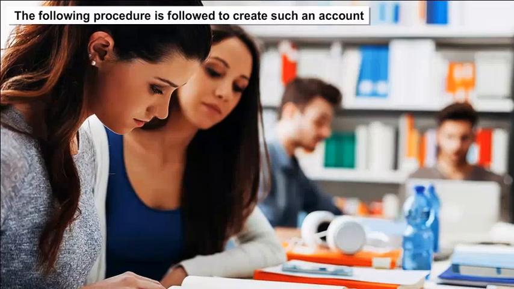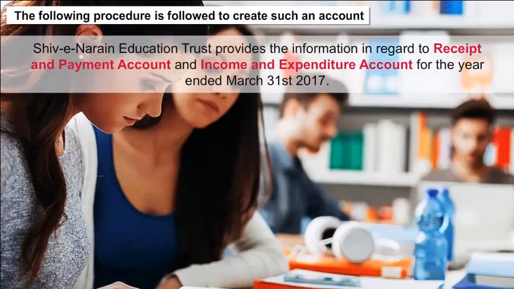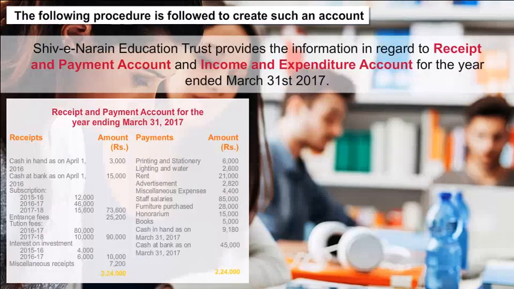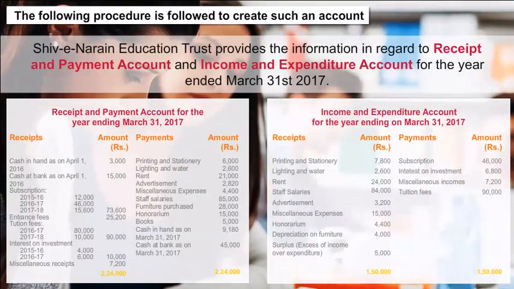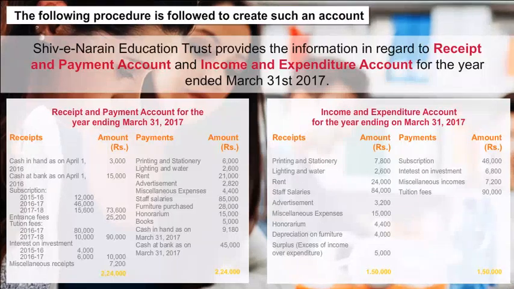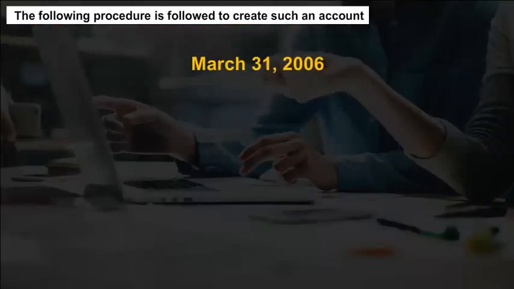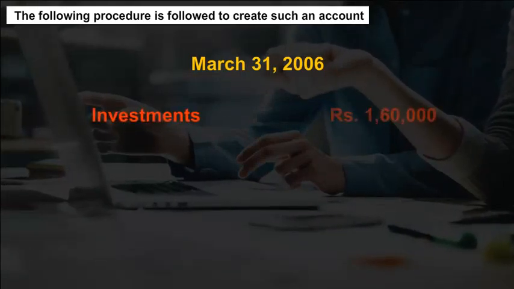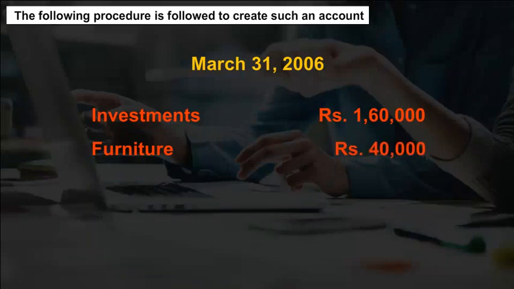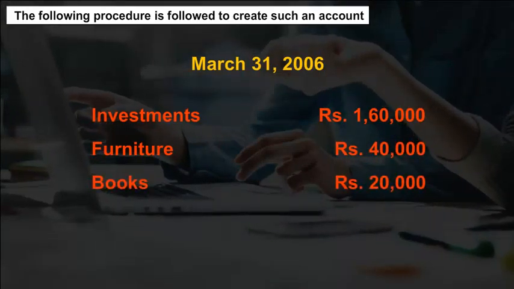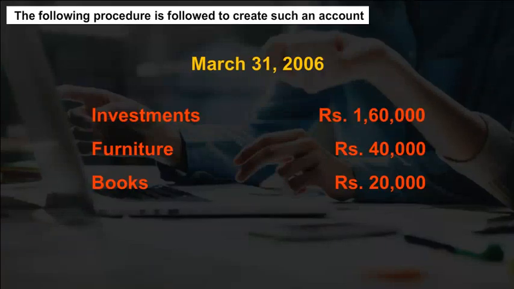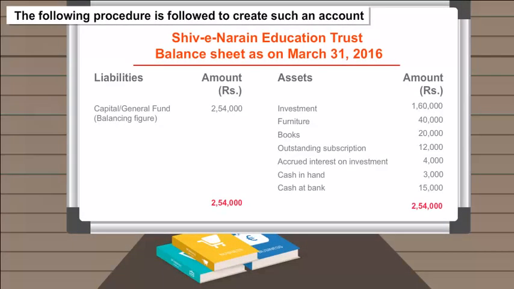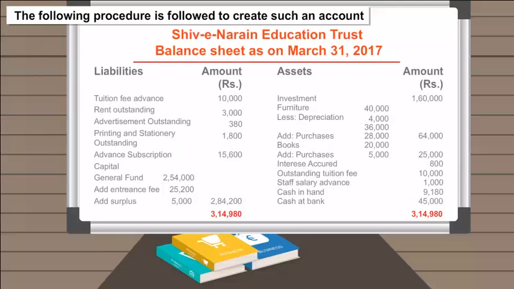For example, Shiv Narayan Education Trust provides the information in regard to the receipt and payment account and income and expenditure account for the year ended March 31st, 2017. On March 31st, 2016, the following balances appeared: investments rupees 1,60,000, furniture rupees 40,000, and books rupees 20,000. Prepare opening and closing balance sheets. Balance sheet as on 31st March 2016. Balance sheet as on 31st March 2017.